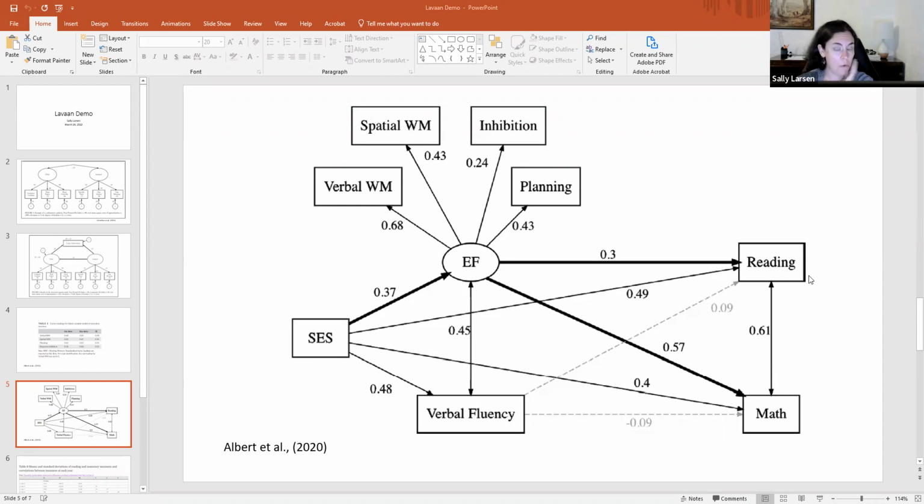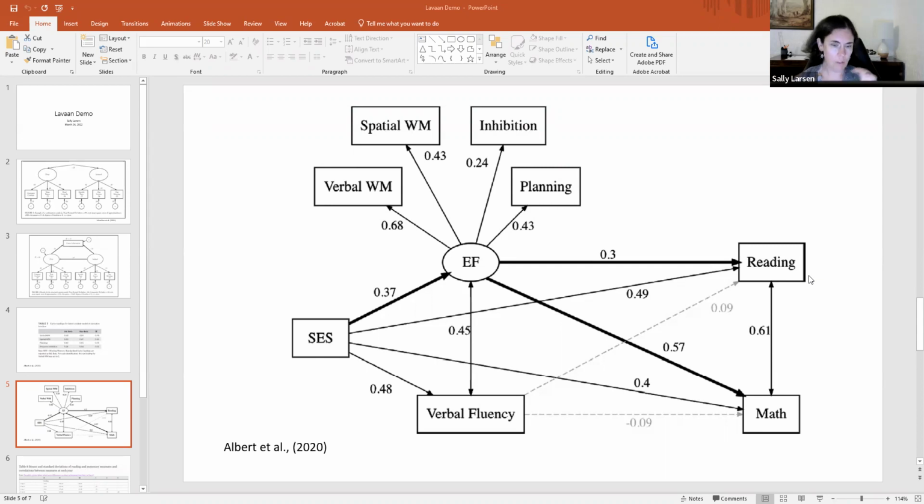Okay, so this is a second example. This one is a much more complicated model, but interestingly, it's only got one latent factor. EF stands for executive functioning, and it's comprised of verbal working memory, spatial working memory, inhibition, and planning. So there are 4 observed variables that load onto this executive functioning domain, and then all of the other variables are observed.